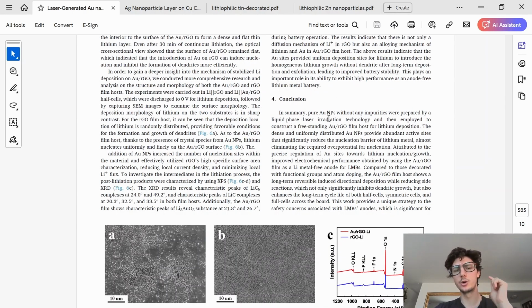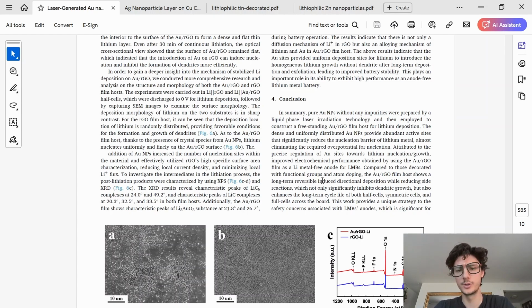In summary, pure gold nanoparticles without any impurities were prepared by a liquid phase laser irradiation technology and then employed to construct a freestanding gold reduced graphene oxide film host for lithium deposition. The dense and uniformly distributed gold NPs provide abundant active sites that significantly reduce the nucleation barrier of lithium metal, almost eliminating the required overpotential for nucleation. Attributed to the precise regulation of gold sites towards lithium nucleation/growth, improved electrochemical performance obtained by using the gold reduced graphene oxide film as a lithium metal free anode for lithium metal batteries.